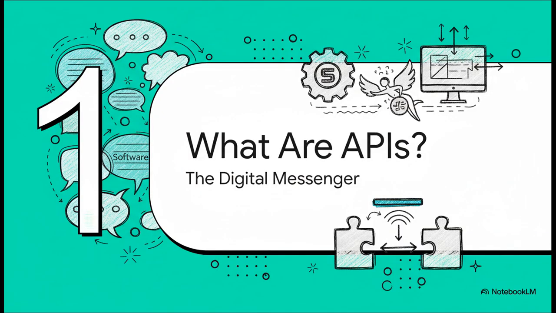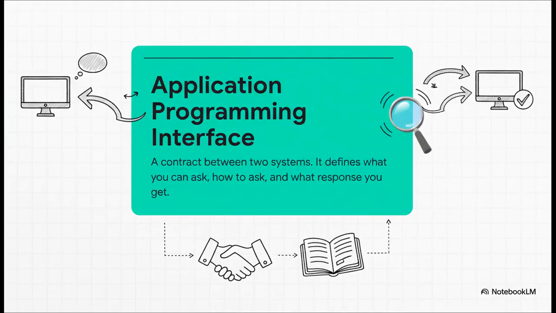So let's start with a big question. What on earth is an API? The simplest way to think about it, it's like a digital messenger, or maybe a translator between different pieces of software. The full name is Application Programming Interface, which sounds super technical, but the core idea is actually really simple. Think of it like a contract. It's a clear set of rules that lets two different software systems talk to each other. But here's the key. Neither one has to know all the messy internal details of how the other one works.